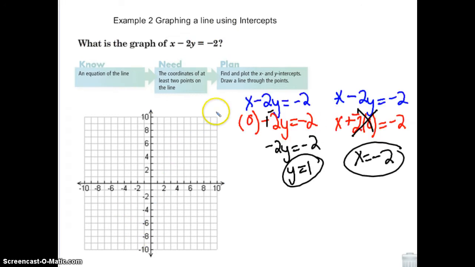So as you can see through all my work over here, I plugged in 0 for x over here, and on this one I plugged in 0 for y, and I got y equals 1 and x equals negative 2. So I go find 1 on the y-axis, plot my point. I go over to negative 2 on the x-axis, plot my point, and now I'm able to graph my line through those 2 points, and I am finished.